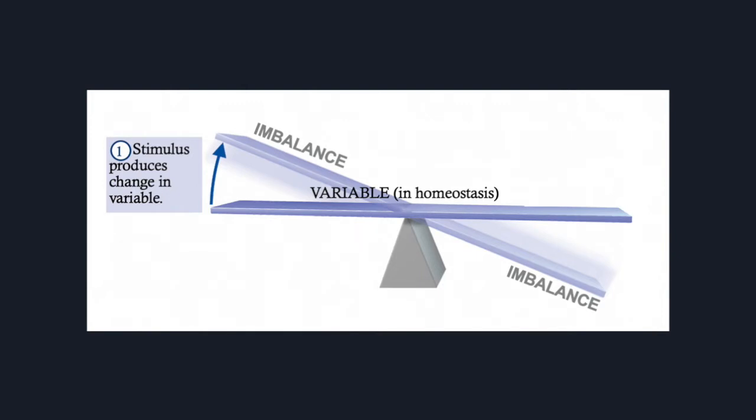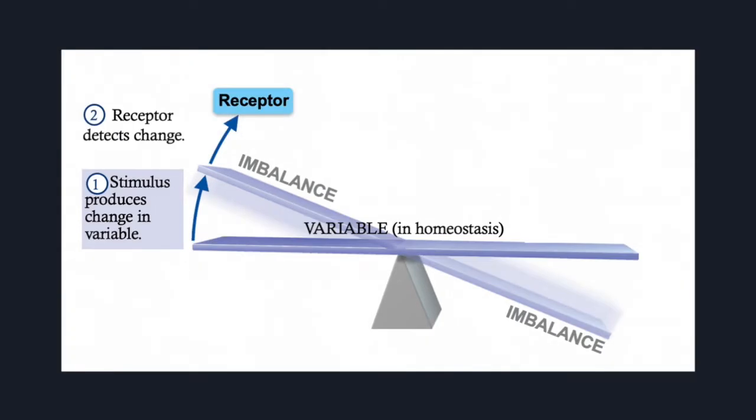If there is a variable, something that happens in the body that is causing an imbalance, first we have a stimulus, and a stimulus is what produces the change in a variable. Body temperature, for example, would be our variable. There is a receptor that's going to detect change. Let's say it's the middle of summer and you went from an air-conditioned building out into the sun at noon when it's really hot out. Your body temperature is going to go up. You have temperature receptors in your skin that will detect that change in temperature.